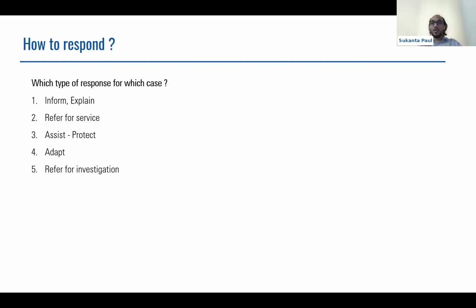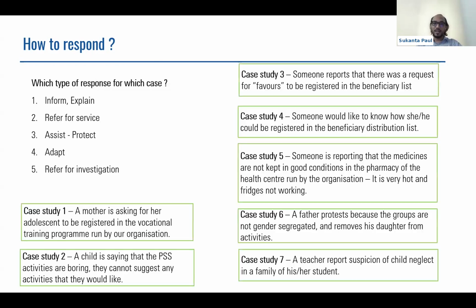It means to adapt our activities as per the feedback, and 5 is to refer for investigation. So these are the 5 response categories that we have, and now we have the same cases that you read earlier, for instance. We will see, maybe for case one and two, under what action you think is really appropriate for the case.